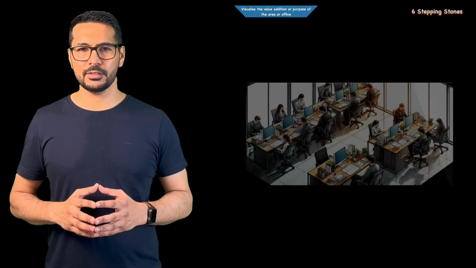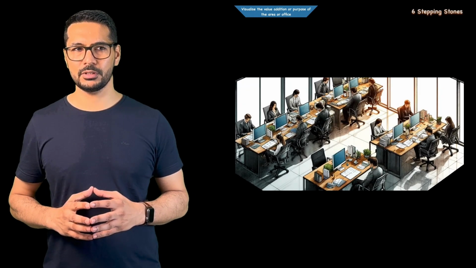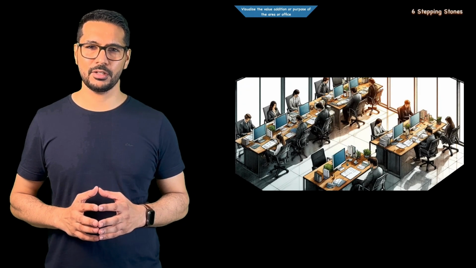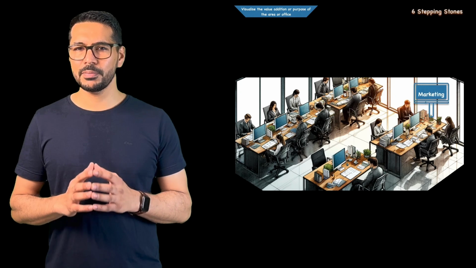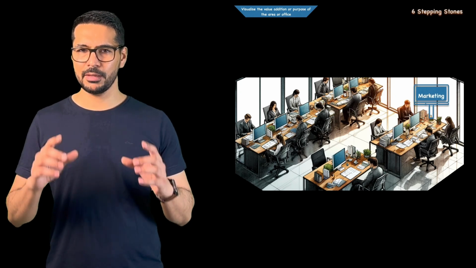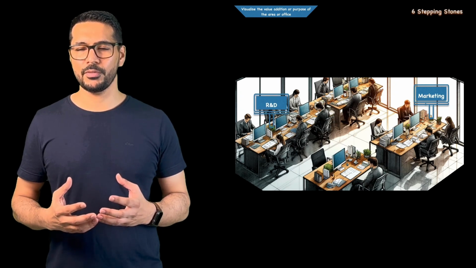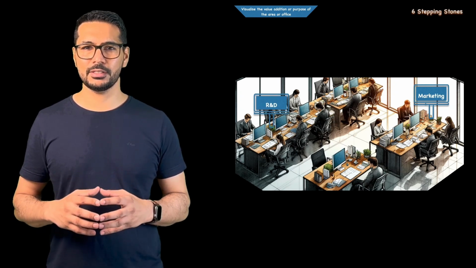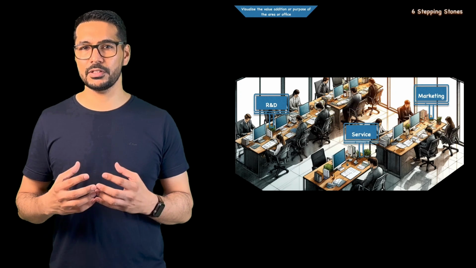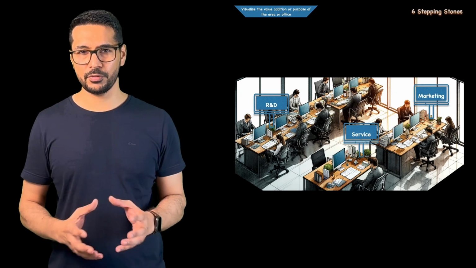The first stepping stone is to visualize the value addition, or the purpose of the area or the office. This is the easiest step towards visual management implementation. This can be done by simply visualizing the name of the area with simple signboards. What is the outcome of the area? What are the results expected? What are the services delivered by this group of people?